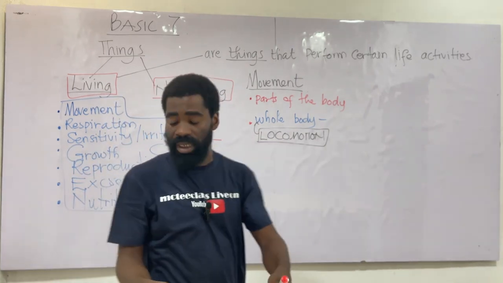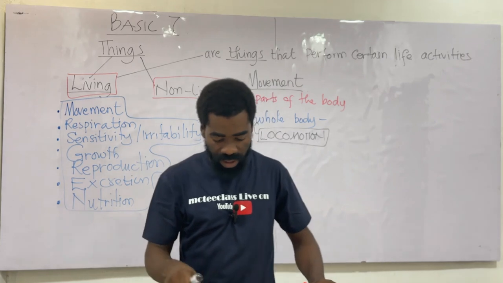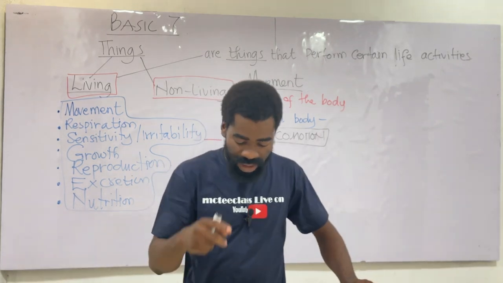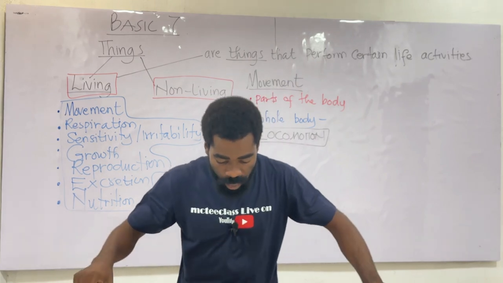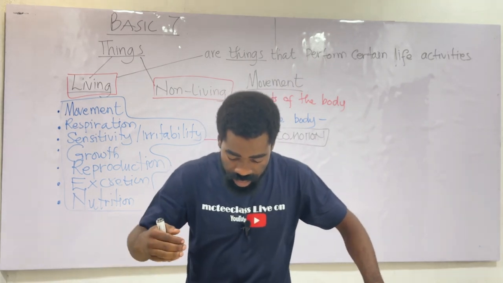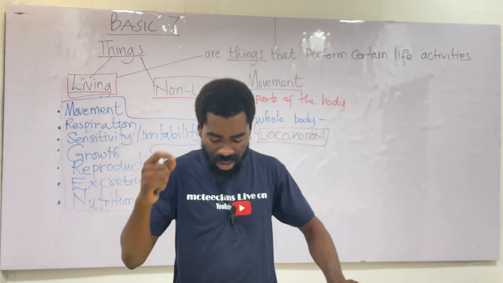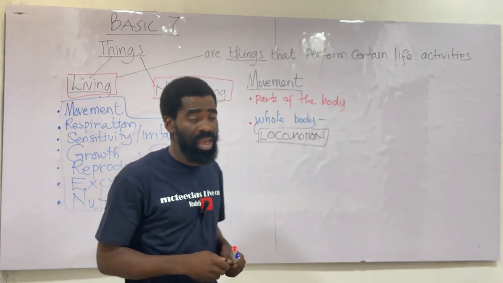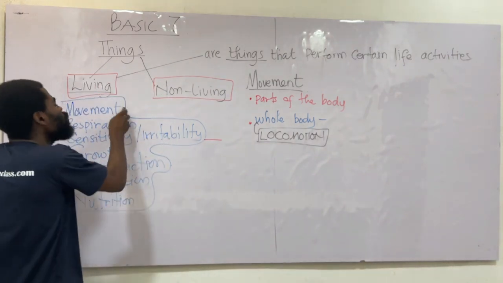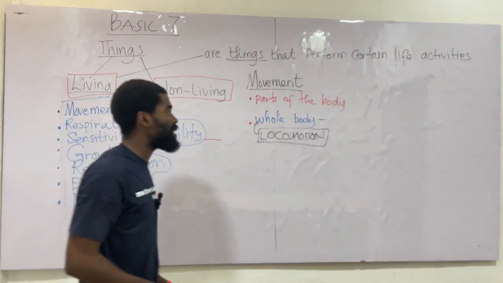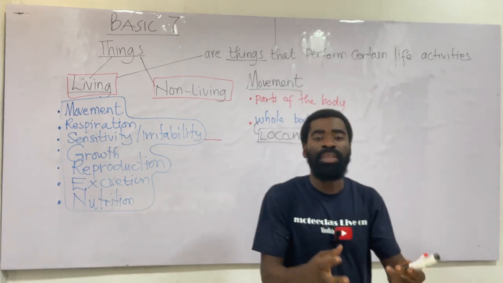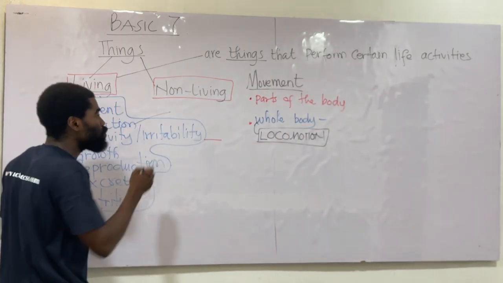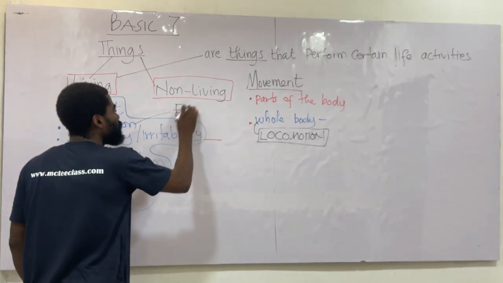Let's go to the next one, which is respiration. Now, respiration is very simple as well. I'm reading from the note. It's a process by which living things breathe in order to obtain energy for their activities. Of course, for you to move, you need energy, because energy is defined as the ability to do what? To do work. And it is respiration that gives us the energy.